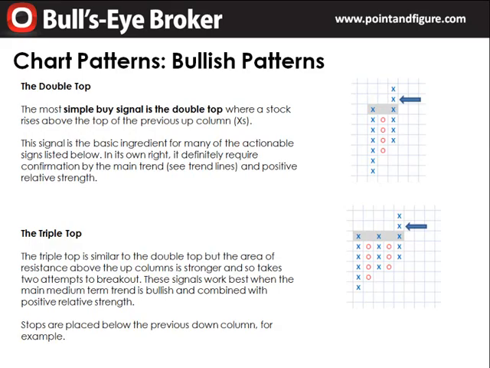The triple top. The triple top is similar to the double top, but the area of resistance above the up columns is stronger, so it takes 2 attempts to break out. These signals work best when the main medium-term trend is bullish and is combined with other indicators such as positive relative strength. Risk management can be used by placing stops below the previous down column.